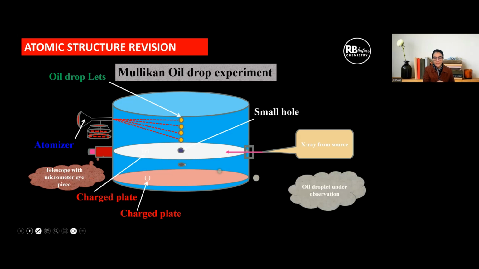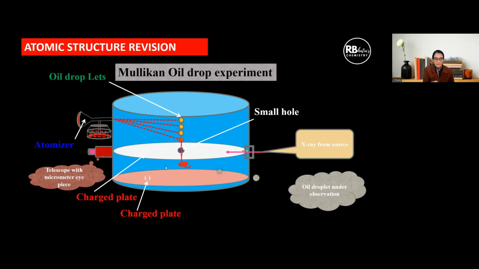and a source of X-ray to ionize the gas. This is a source of X-ray from this side. This is going to ionize the gas and create electrons, and these electrons are going to get trapped on the oil droplet. These are the oil droplets. Just one oil droplet is going to manage to pass through this small hole into this space, and here X-rays are going to ionize the gas, air present here, and electrons will be released.